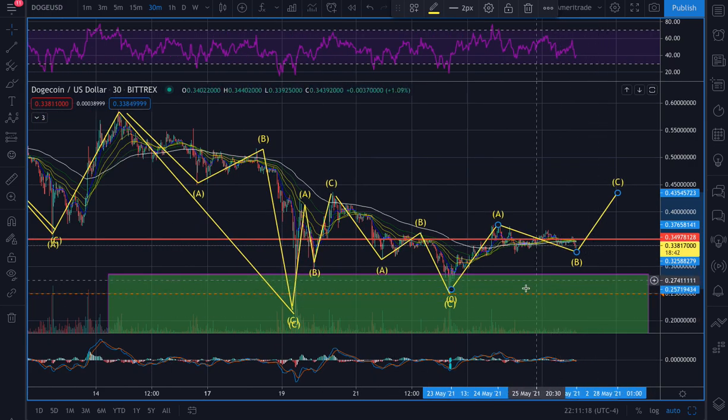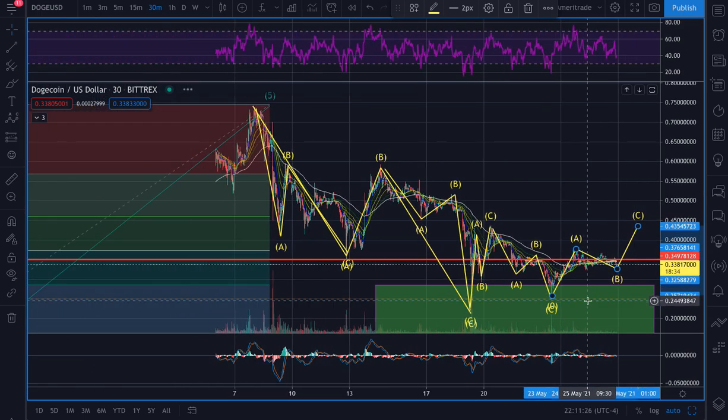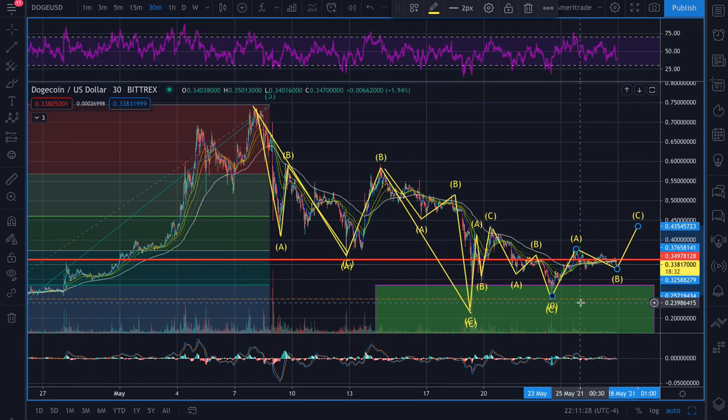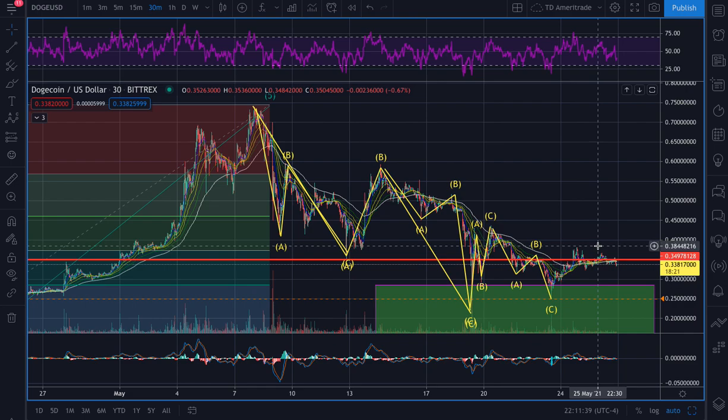This was my buy zone, this big box. So if it goes down into that, I'm going to be buying, but you don't have to. I'm not recommending anyone to do what I do because it is risky and not everyone has the same risk tolerance. And this is more akin to gambling than it is to investing.